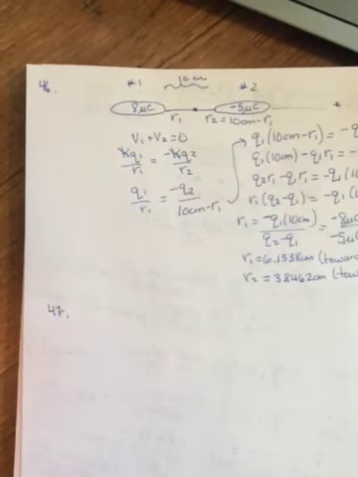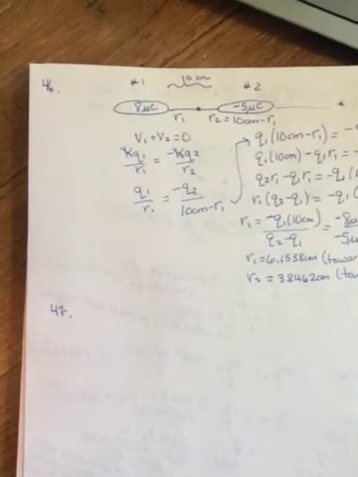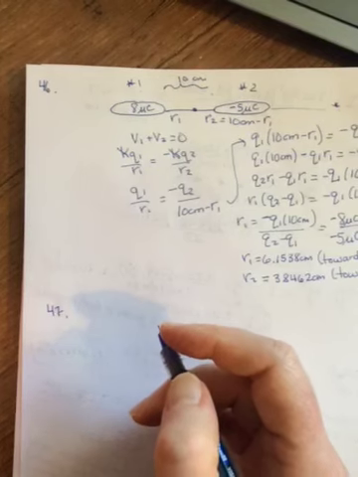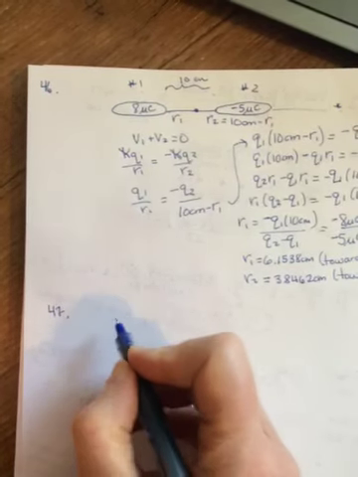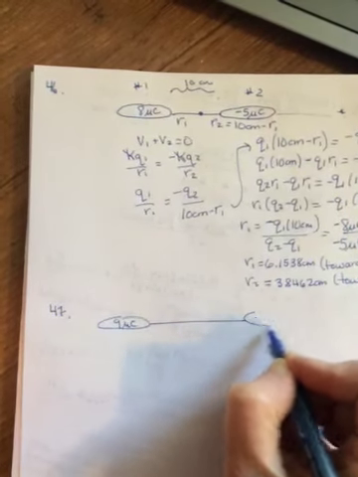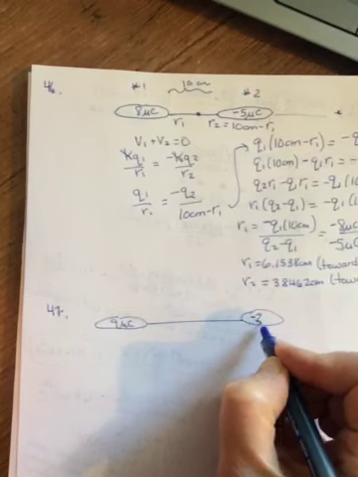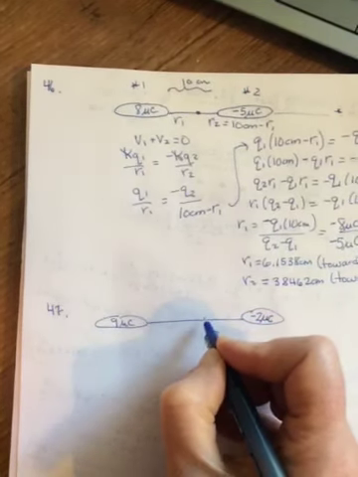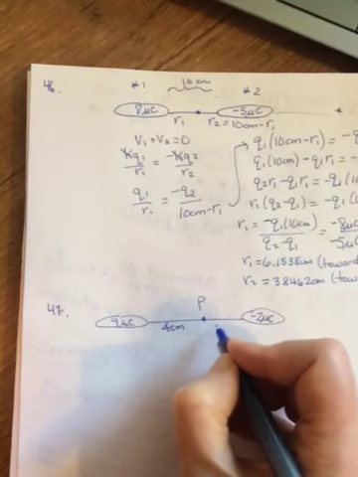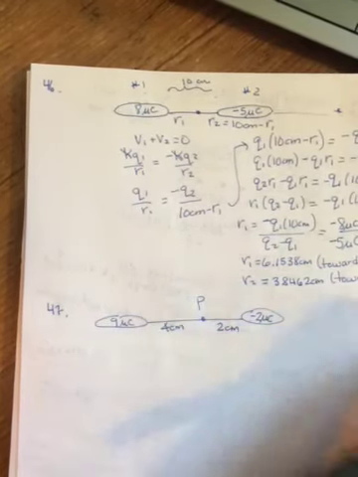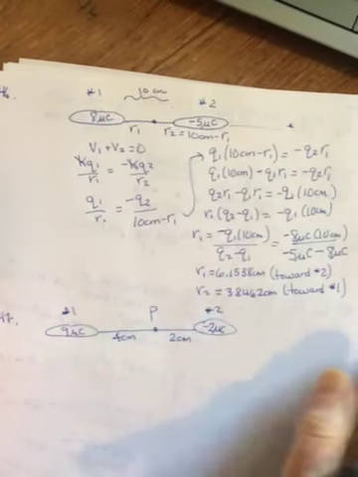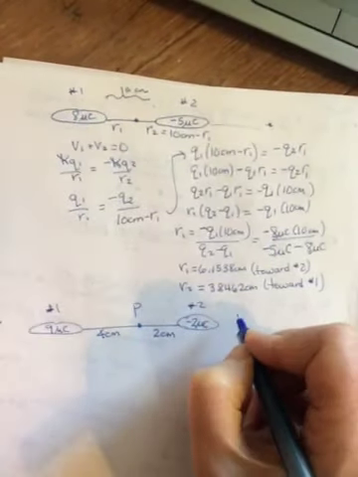Number 47. Number 47 says, what is the potential difference at point P situated between the charges of 9 microcoulombs and negative 2 microcoulombs as shown in the diagram? So this guy is my 9 microcoulombs. Over here is my negative 2 microcoulombs. And the point P is about here. And it tells us this is 4 centimeters and this is 2 centimeters. So you need to find, if I call this number 1, V1 and V2, and then it wants the total. So then you would add them together.